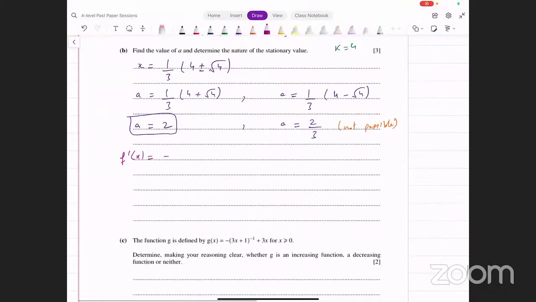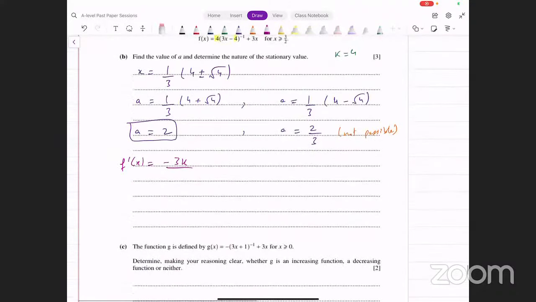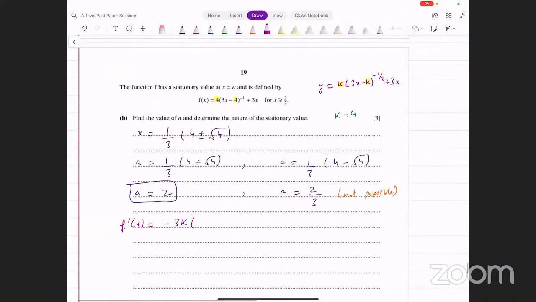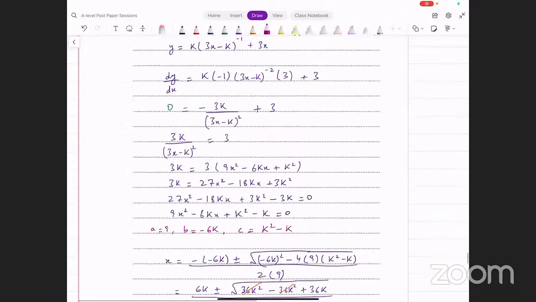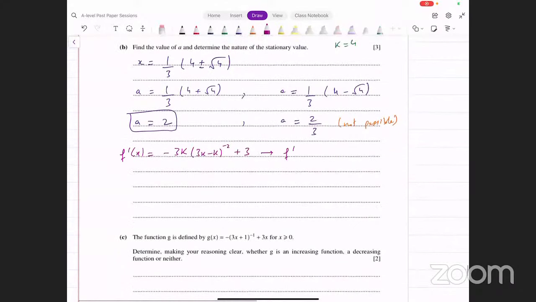Minus 3k over 3x minus k whole square. Or let me write it in power form. That is good. Differentiate करना आसान हो. 3x minus k whole raised to power minus 2 plus 3. This was the first derivative. ठीक है. k की वैल्यू अगर हम 4 इनपुट कर दें तो हमारे पास क्या आ जाता है? -12 into 3x minus 4 whole raised to power minus 2 plus 3. ये आपके पास first derivative है.